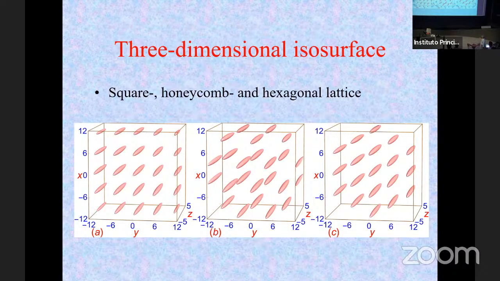A 3-dimensional isosurface of these things: this is the square lattice, this is the honeycomb lattice, and this is the hexagonal lattice. So now it's xy, and z is the perpendicular plane. Previously, we were observing a section of this in the xy plane.